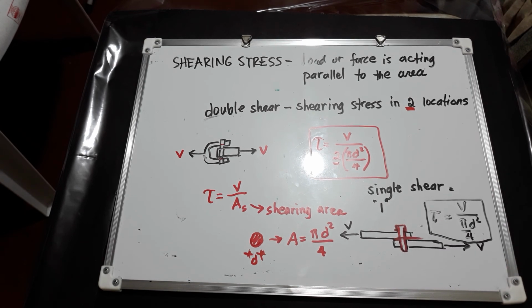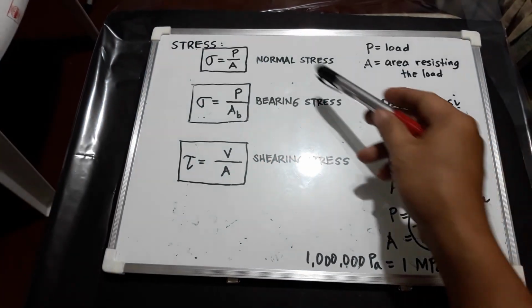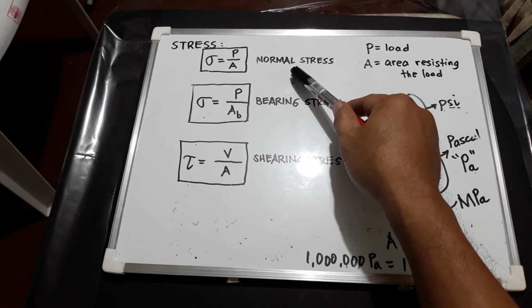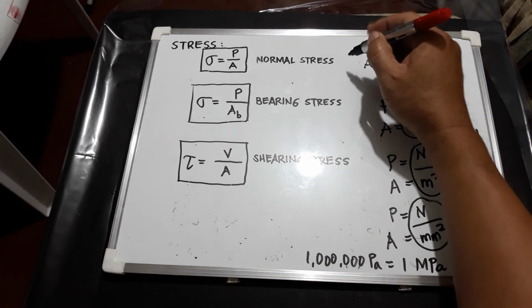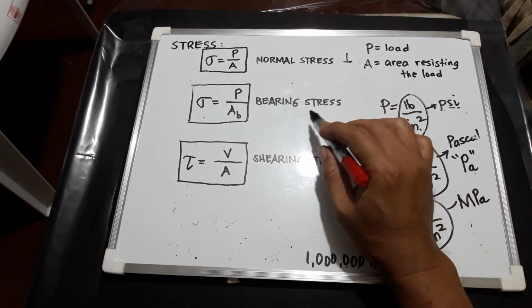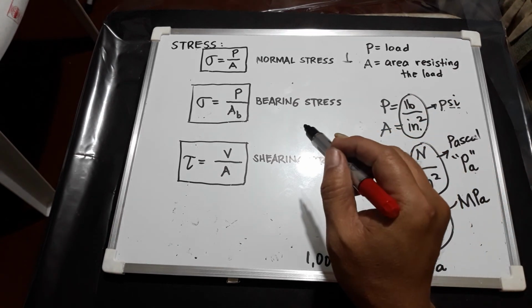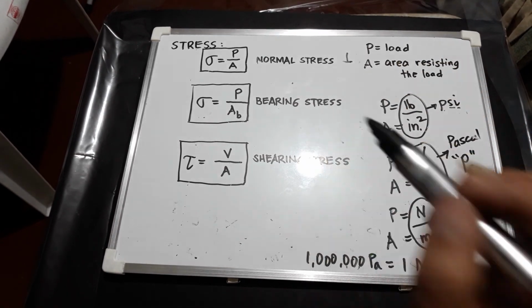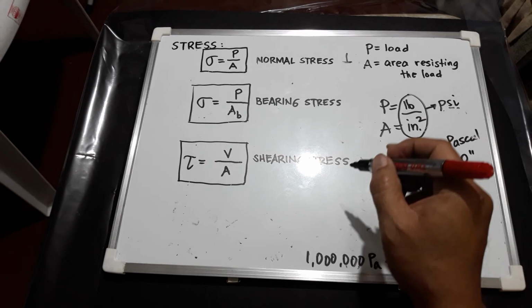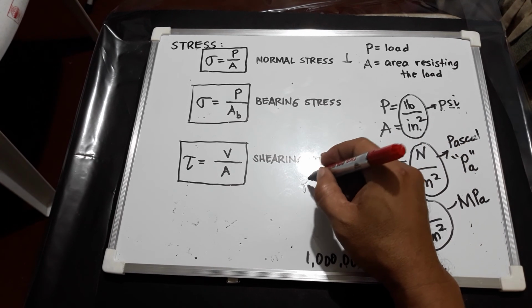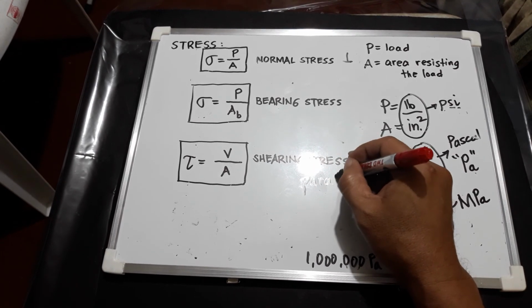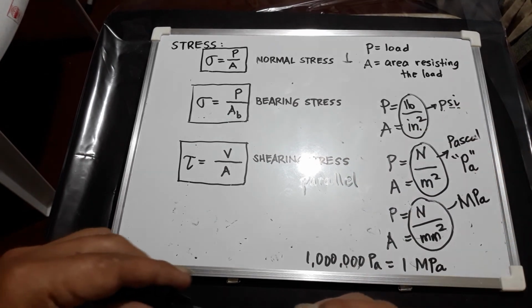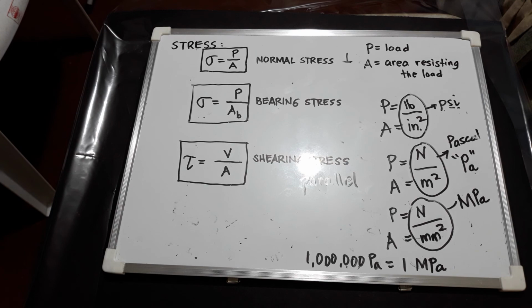So those are the 3 types of stresses that we have studied. We have the normal stress, where the force or the load and the area are perpendicular to each other. The bearing stress is the compressive stress at the contacting surfaces of 2 separate bodies, and the shearing stress here is where the load and the area are parallel to each other.